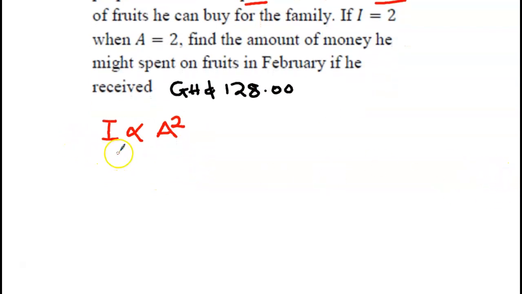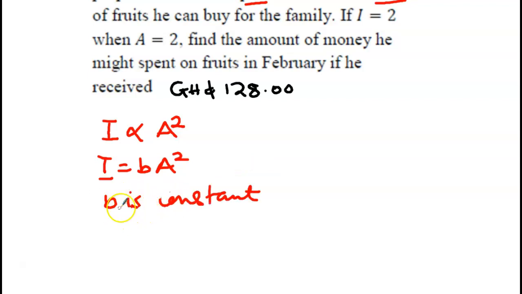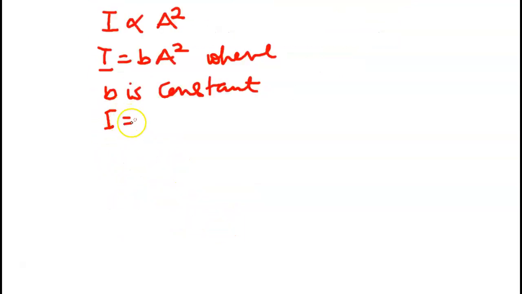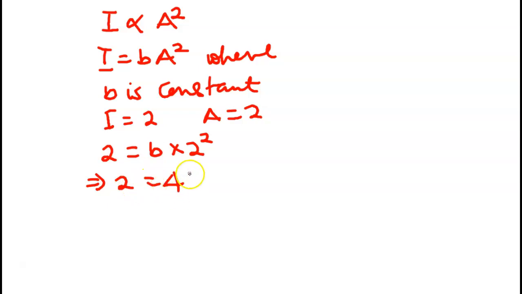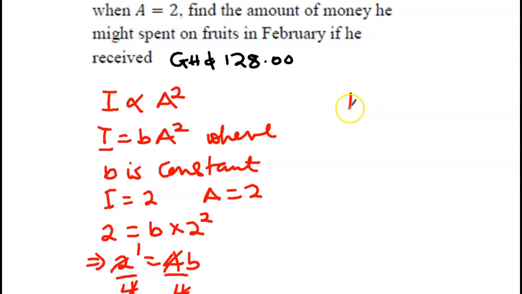So as I said in the first question, we need to introduce our constant. So I is equal to B A squared, where B is a constant. So we know I is 2 when A is also 2. So we substitute them. So from the question, I is 2 and then A is 2. So 2 is equal to B times 2 squared. So we have 2 is equal to 4B. Divide both sides by 4. So our B, 2 goes into 2 once, 2 goes into 4 twice, is 1 over 2. So we first establish the relation. So I will be equal to 1 over 2 A squared.